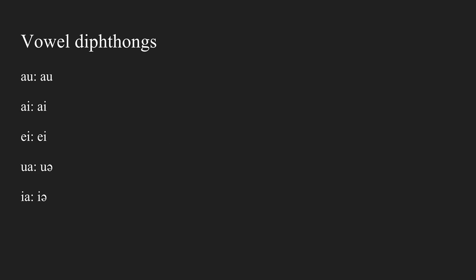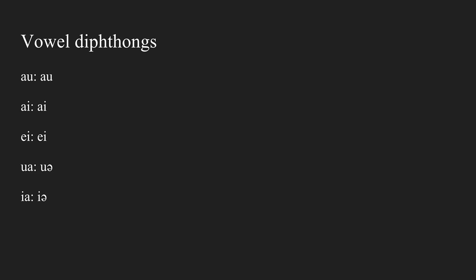Vowel diphthongs are ow, au, ai, ei, ua, and ia. Now, these sounds will still be dropped if there is an accented vowel within, before or after these diphthongs, but if they're there, that's usually because of spelling differences between different words.